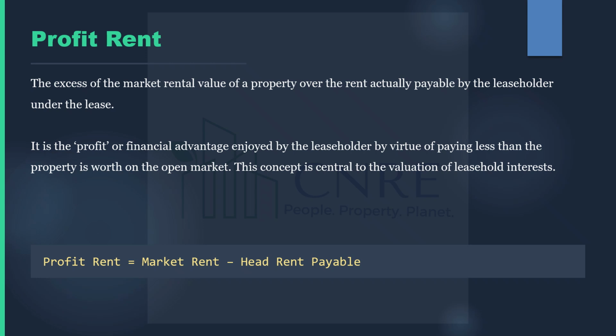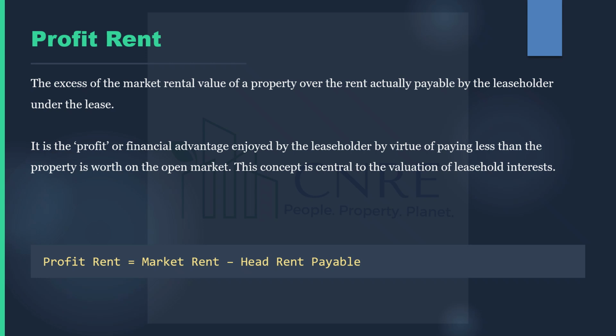And then we have the profit rent, right? So the profit rent is the difference between the market's full rental value and the passing rent. Okay. So it is like the advantage that the lessee, also known as the tenant, has for paying a lesser amount than the full rental value.